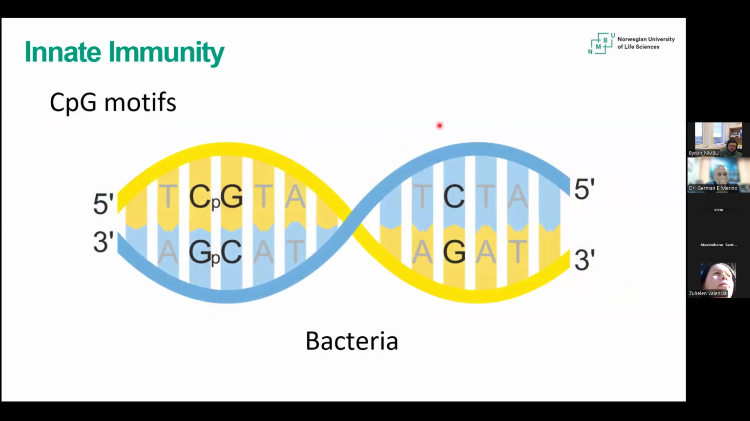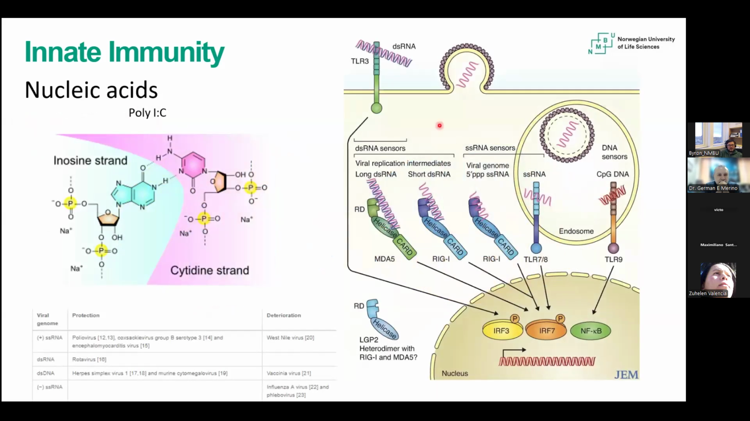CpG, these are linked with nucleic acid from bacteria, can trigger the innate immunity. And other nucleic acid, for instance from virus, I put also the example of poly-IC. This is a synthetic one, but it can mimic the molecule from virus. So if you need to work with this, poly-IC is a really good example. And here we can see which kind of virus, if they are double strand, single strand. So depending on this kind of molecule is what receptor will be activated and which kind of response we will get.